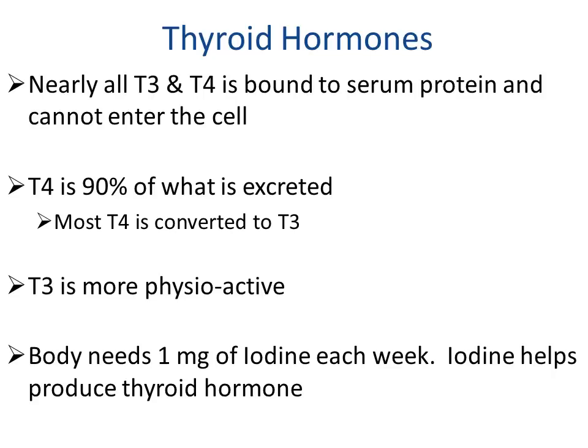Most of what is secreted is T4. 90% of T4 is secreted from the thyroid gland. T3 is the more physiologically active hormone. That's the one that has the most effect on the cells. So T4 is converted to T3, and then T3 exerts its effect on the cells.